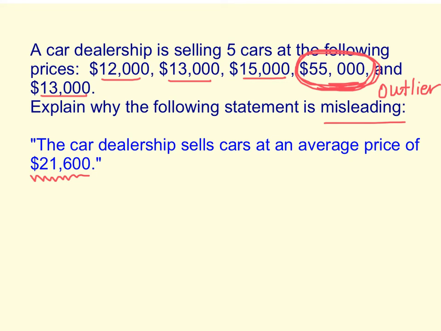An outlier has an effect on the average, so this is misleading because 21,000 isn't an accurate representation. Most of these cars are 15,000 or underneath, and they just had one fancy car in the lot. So that outlier makes this a misleading statistic about the dealership.